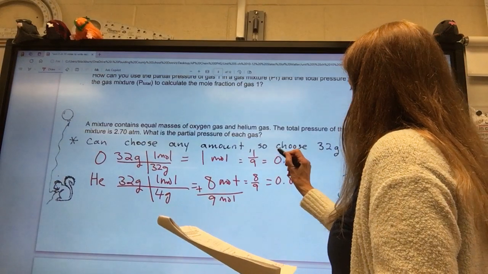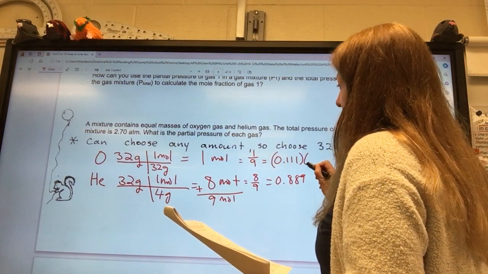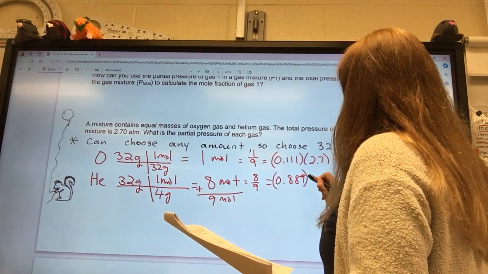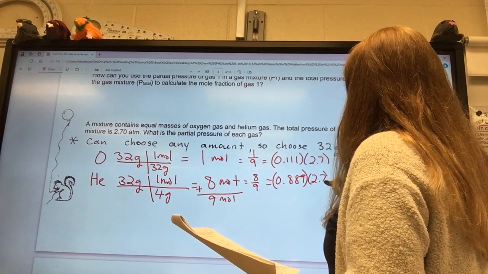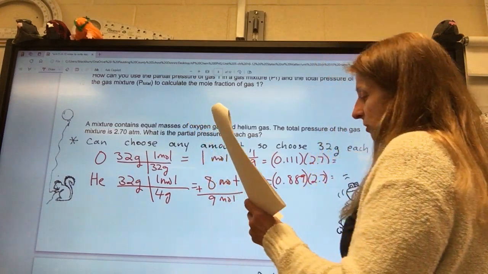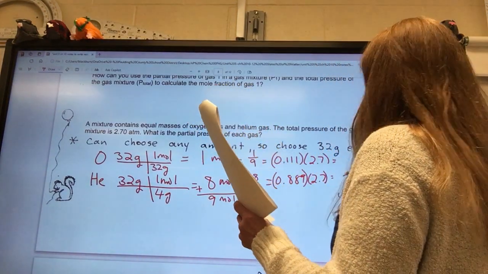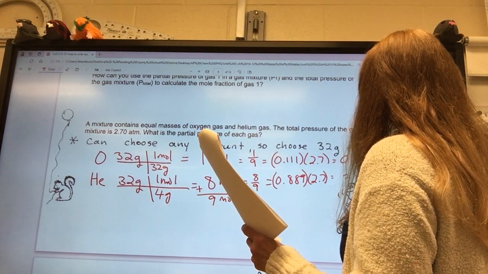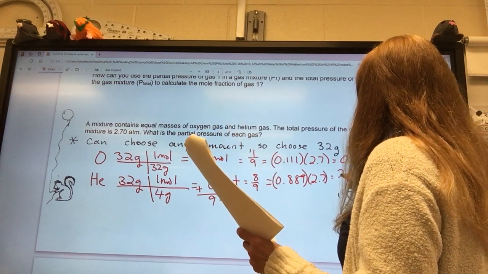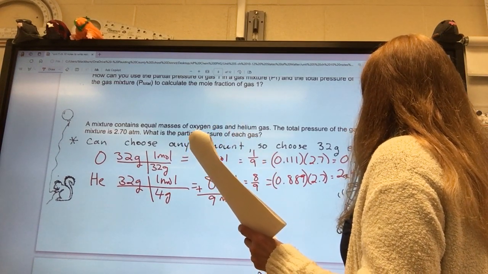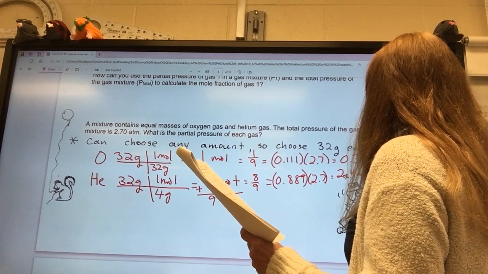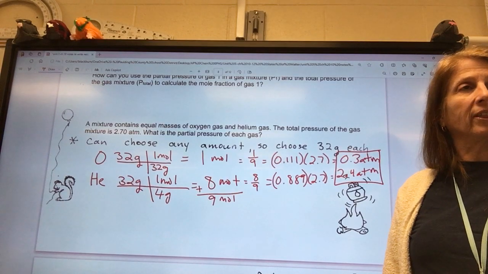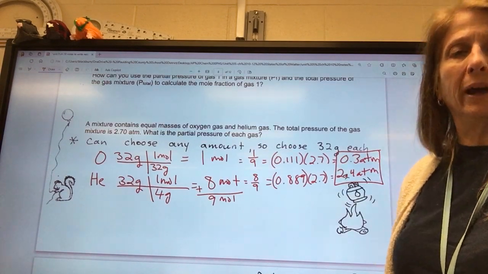So I'm going to take this and multiply it by my atmospheres, 2.07. And I'm going to take this and multiply it times my atmospheres, 2.07. This is going to tell me the pressure by multiplying the mole fractions times the atmospheres. This one is 0.3 atmospheres, and this one is 2.4 atmospheres. And those are my answers. What do we think about that? A little bit complicated, but not too bad, is it?